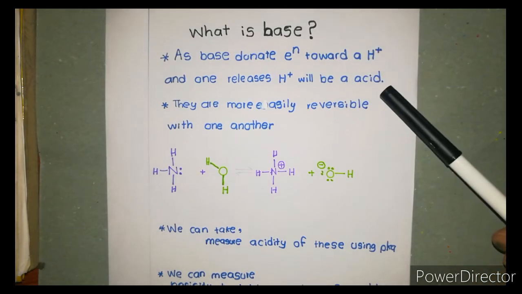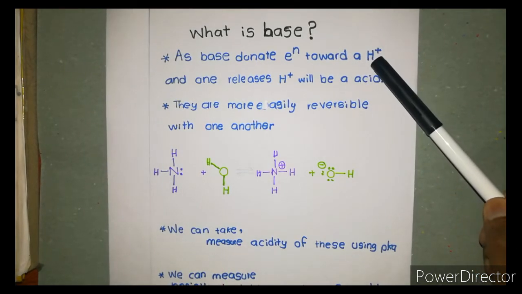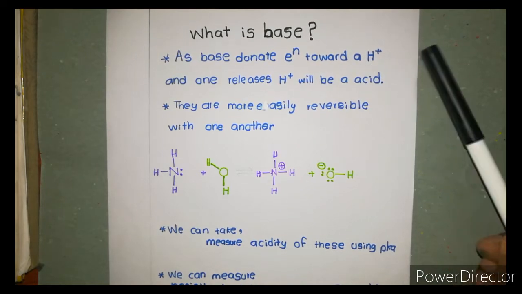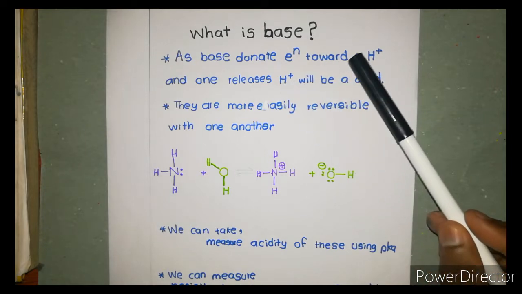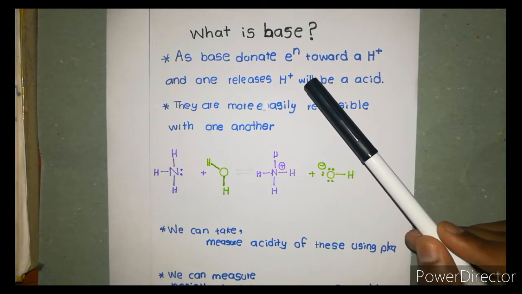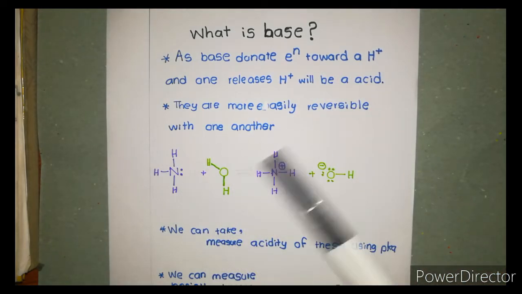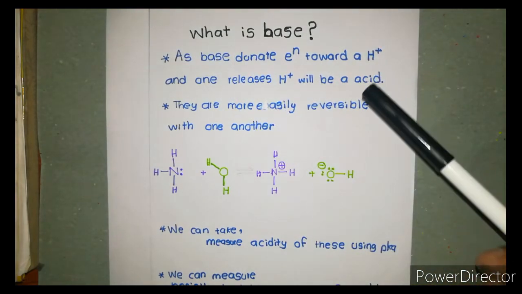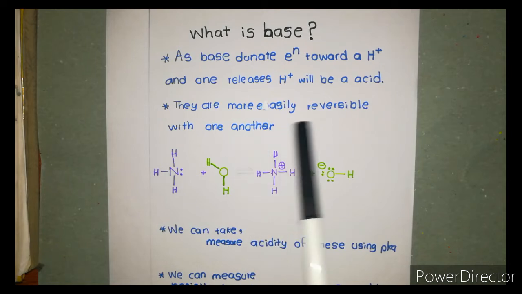So I think now you know a base is a substance which donates its electrons towards the H+. As a base is donating this electron towards H+, there should be another molecule which releases this H+. As common sense, we know the molecules which release H+ are called acids. Therefore, releasing this H+ and grabbing this H+ are reversible with one another, because to grab H+, there should be a molecule to release that H+.